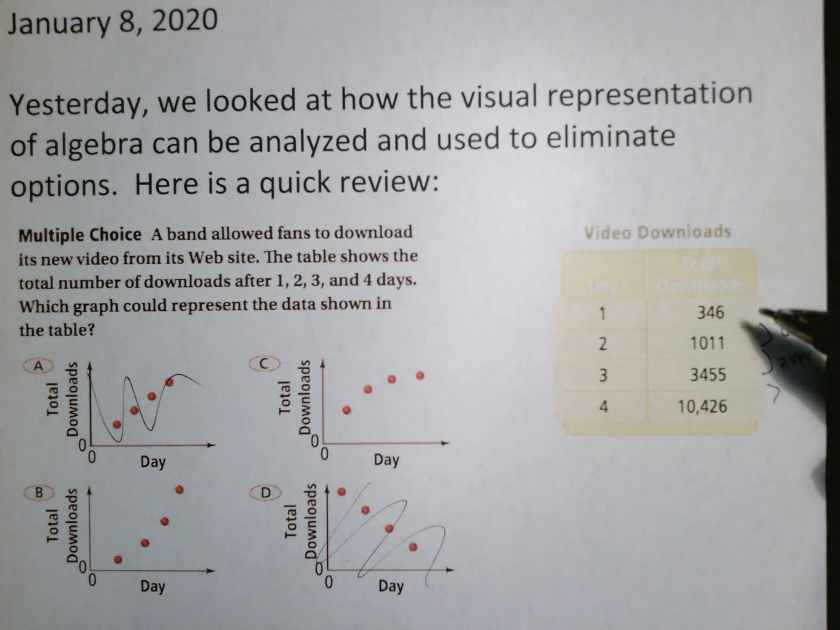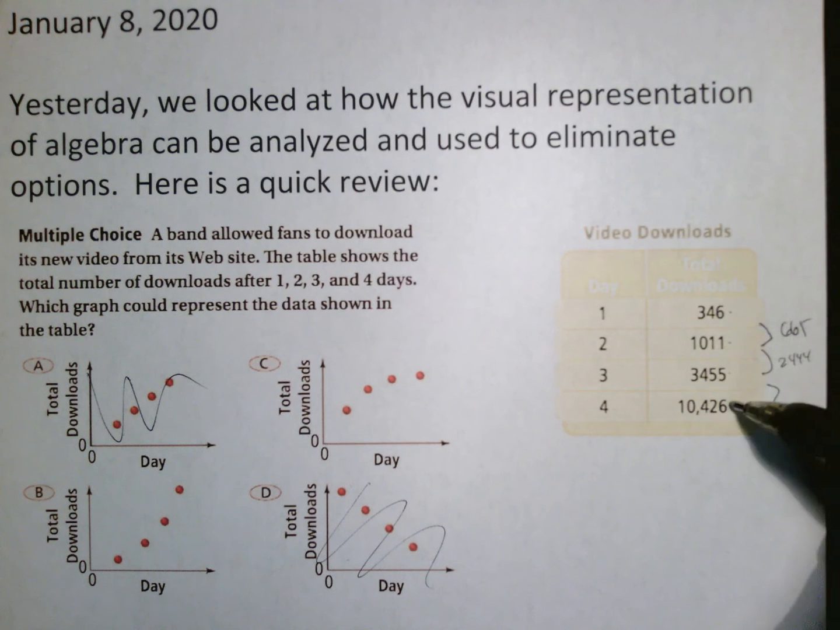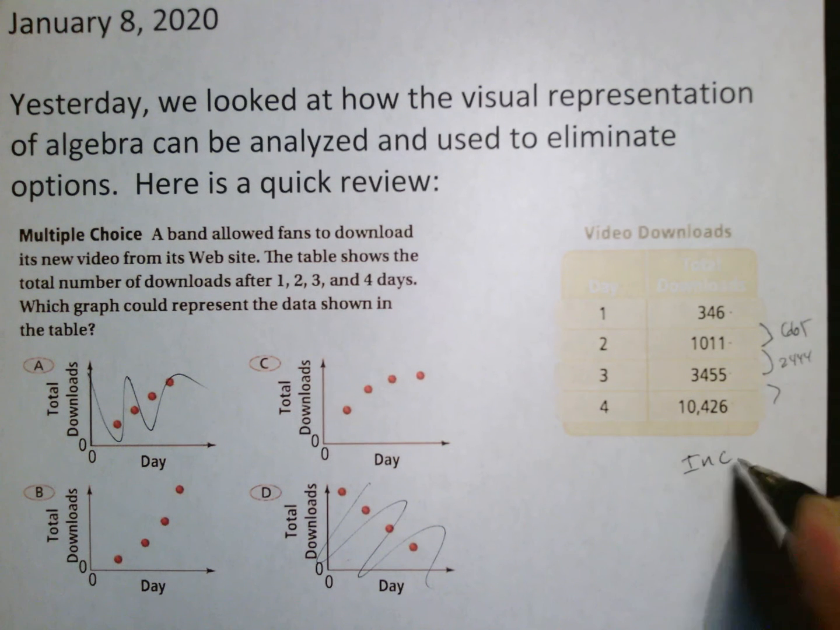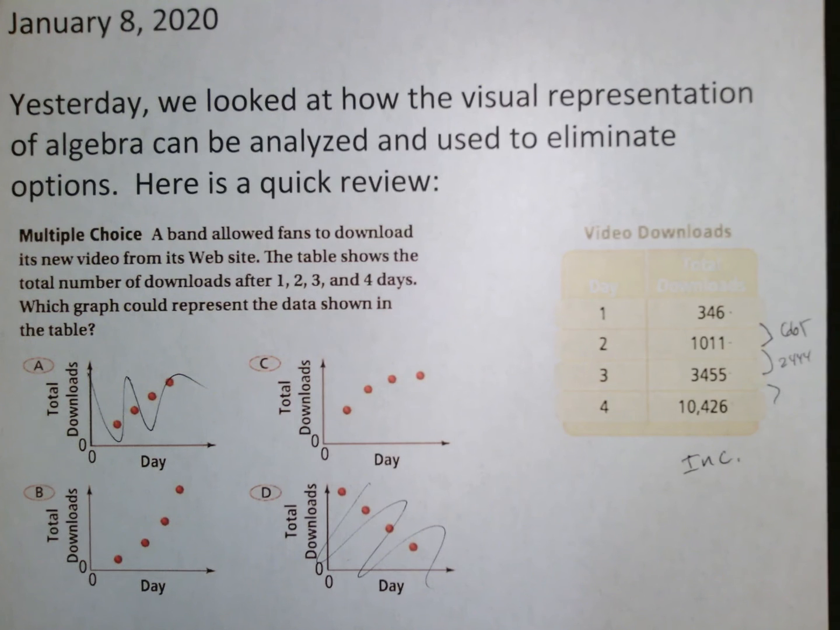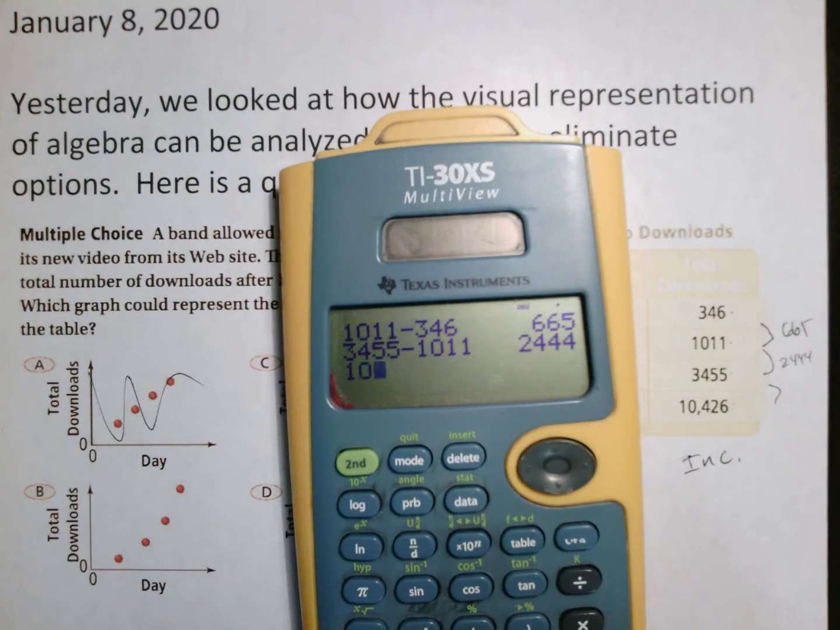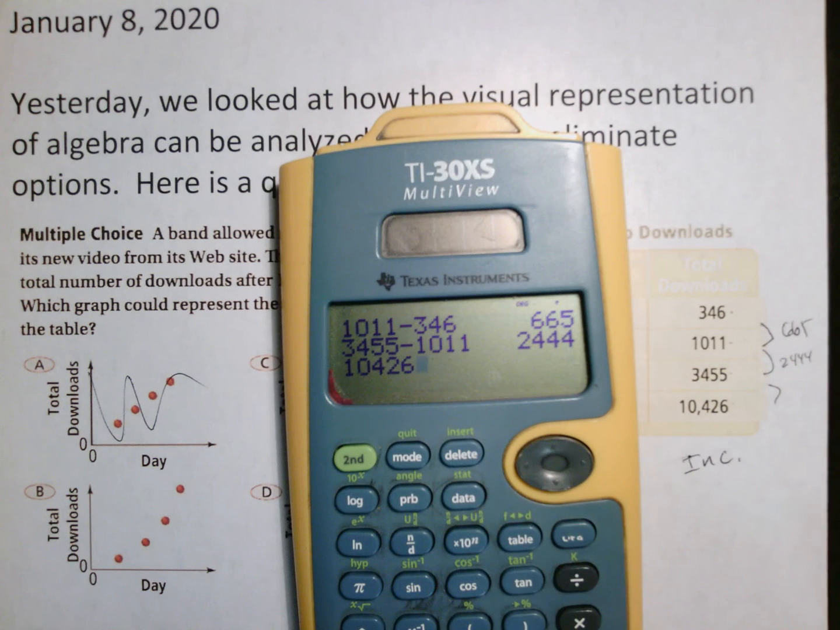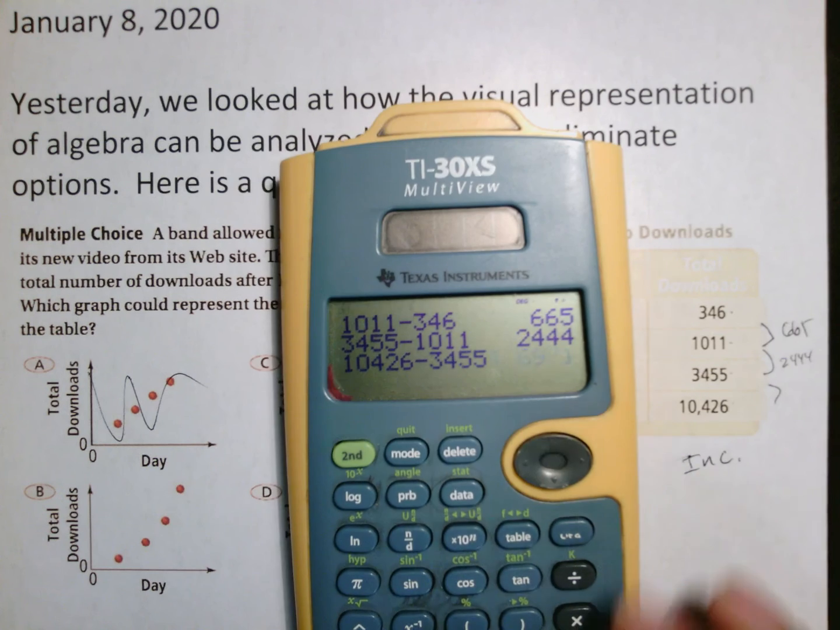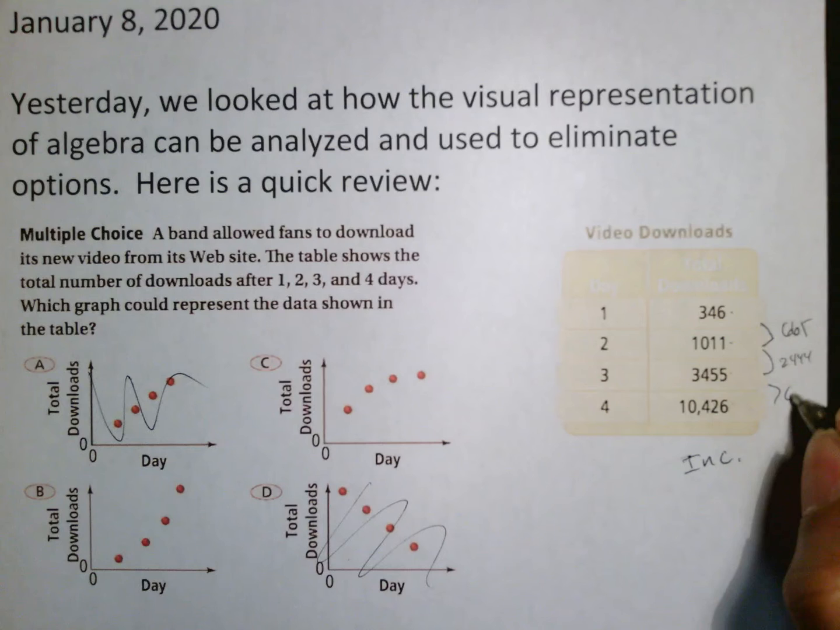Second thing, look at your numbers, recognize you're going from 300 to 1,000 to 3,000 to 10,000. This is increasing. And so look at your options. Actually, I guess that is a pretty good answer because it doesn't give us the answer anyway. But either way, these are our two options. But here's our other thing. 665, 2444. Let's go ahead and do the last one. 10426 minus 3455 is 6971.